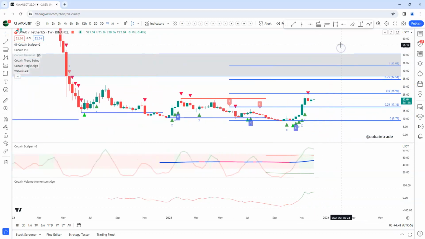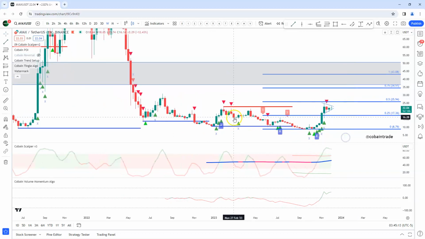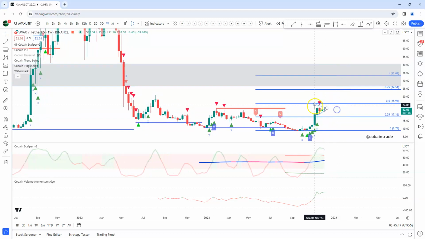So on a weekly time frame, the bots, the Cobain Tingle algo, has been signaling that there is a bullish setup here, and it was signaling for a while, and then this here is a really strong sign of strength candle, and now we are doing some kind of flagging on a weekly basis. So this is good price action. It's strong, we're trying to break the downtrend and sort of ignite price a little bit here. So a bit of a flag.